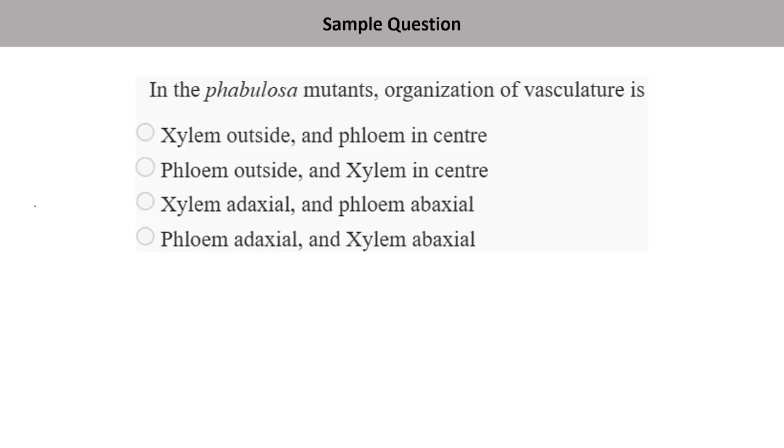Okay, so I'll just read out the question loud. In the Fabulosa mutants, organization of vasculature is: the options are xylem outside, phloem in center; phloem outside, xylem in center; xylem adaxial and phloem abaxial; and phloem adaxial and xylem abaxial. Please read this question and let me know if you know the answer.